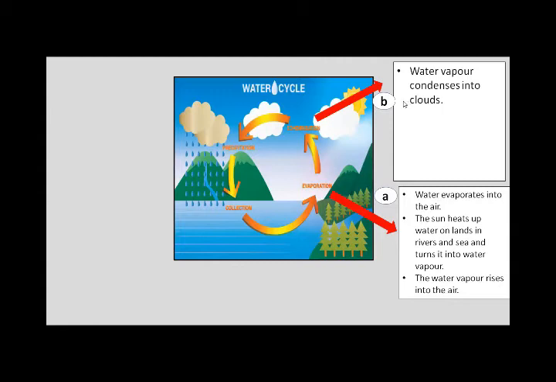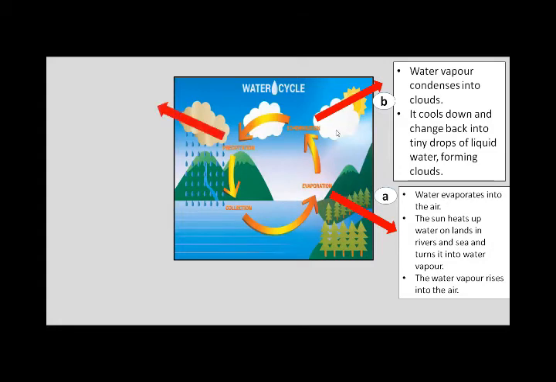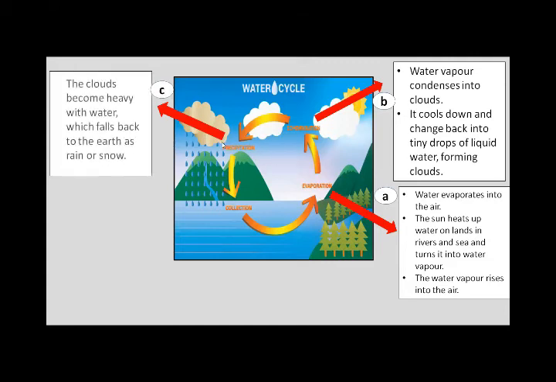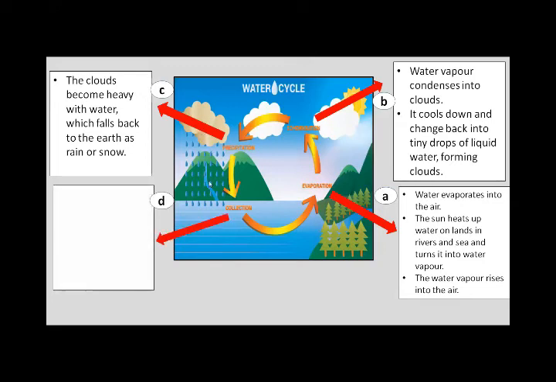Water vapor condenses into clouds. It cools down and changes back into tiny drops of liquid water, forming the clouds. Okay, is it clear? Now what happened in the third stage? In the third stage, the clouds become heavy with water, which falls back to the earth as rain or snow. And at the last, what happened?